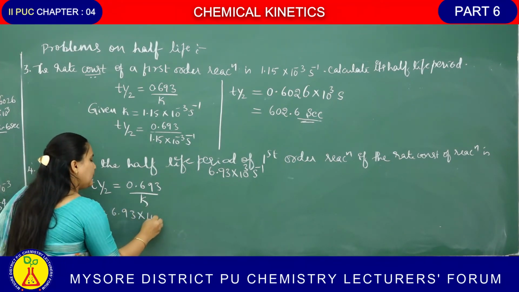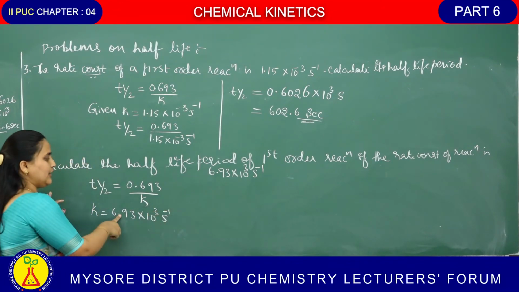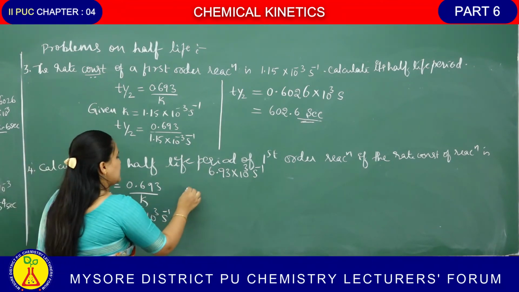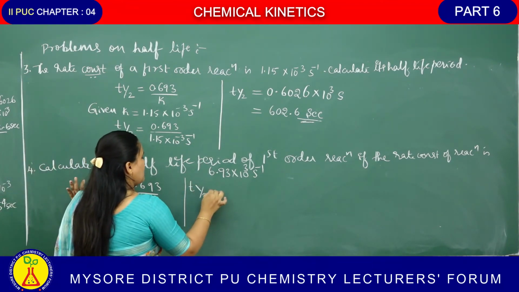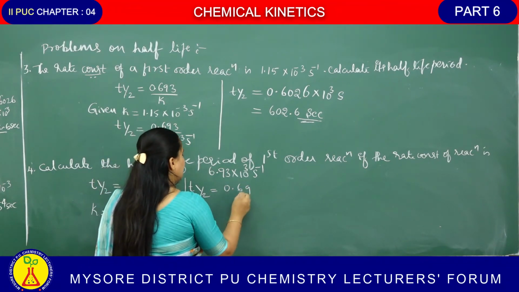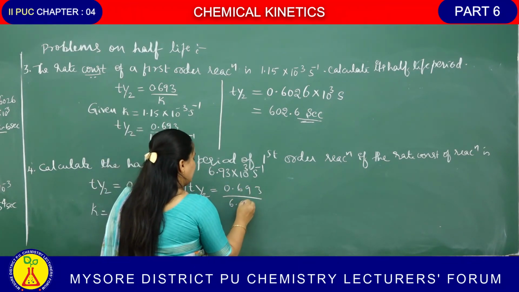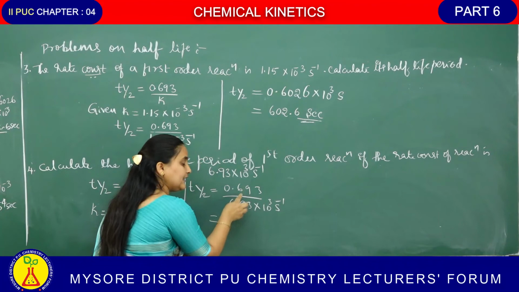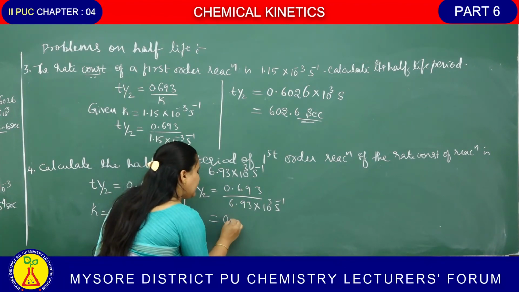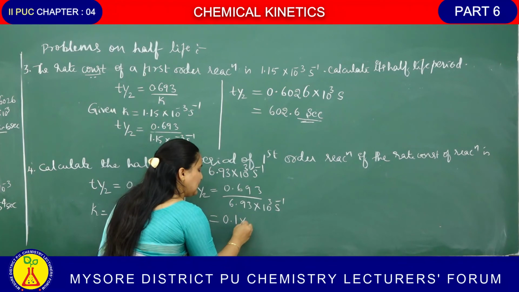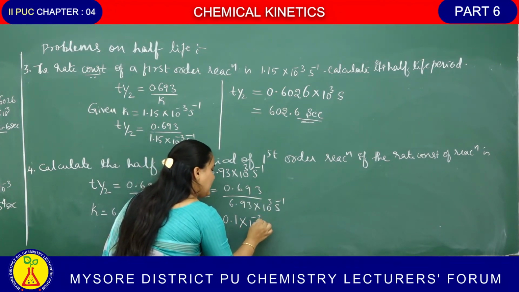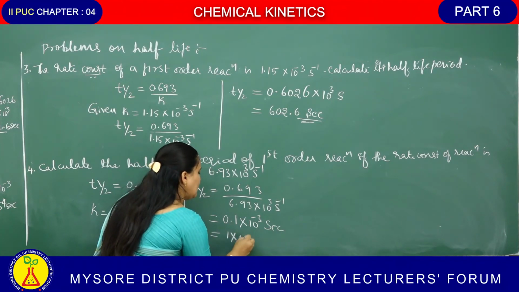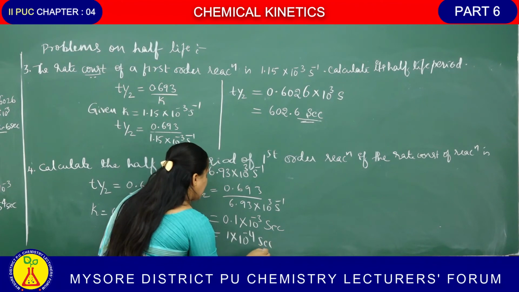6.93 into 10 power 3 per second. K is given, substitute K to find the t half value. Substitute here, t half becomes 0.693 divided by 6.93 into 10 power 3 per second. 0.693 divided by 6.93, we get 0.1 into 10 power 3 goes to the numerator, 10 power minus 3. Per second becomes seconds. Finally, we get 1 into 10 power minus 4 second.